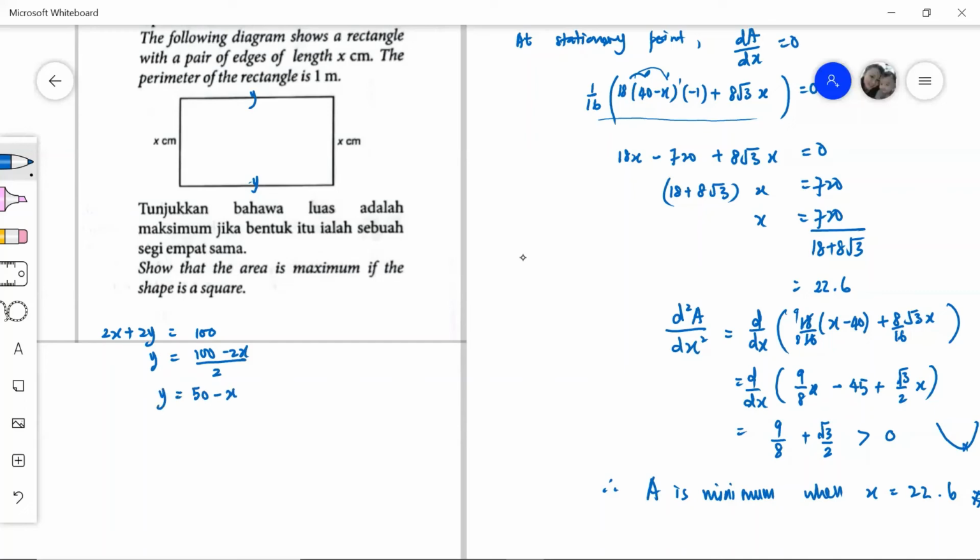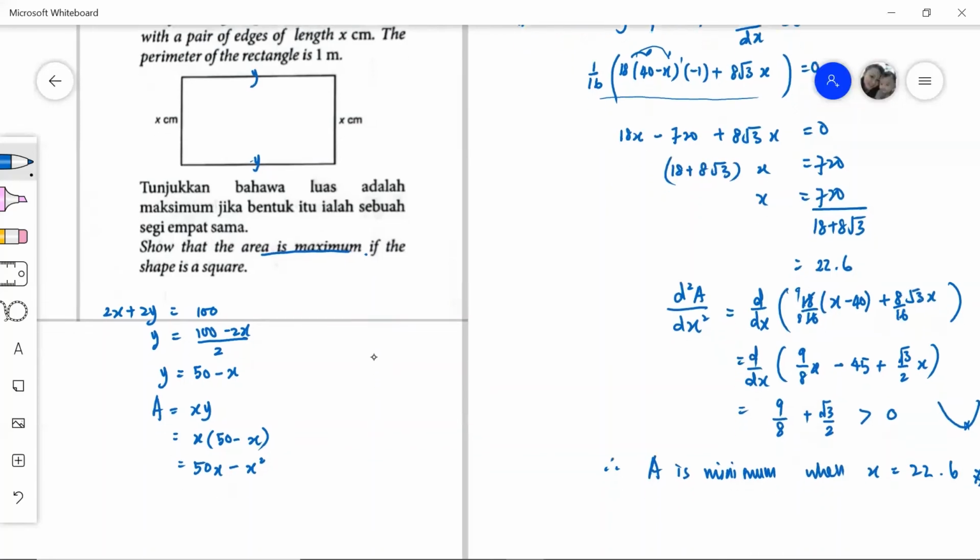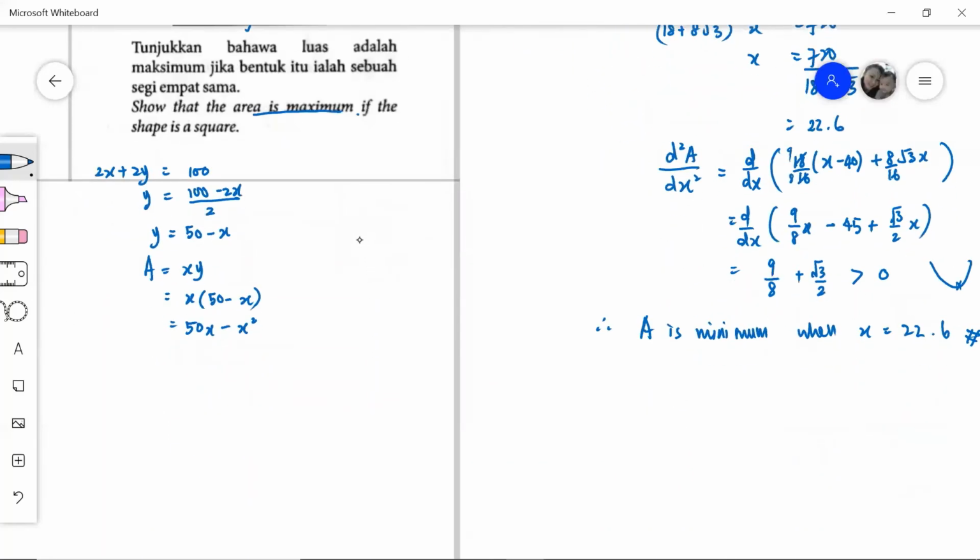We have to show that the area is maximum. So let's write the area. Area is actually x times y, and you have to make sure A is written in one variable. So let's substitute the y with 50 minus x. Therefore, we have 50x minus x squared. Our objective is to show that the area is maximum. So A is maximum when we differentiate A with respect to its variable and it equals 0. That is the reason we have to write A in just one variable, not two. So dA by dx is 0.